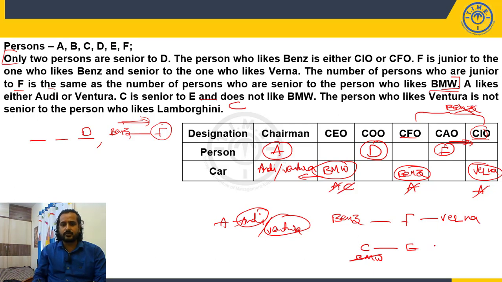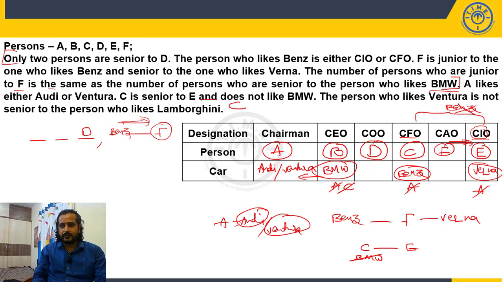But C should be senior to E. So where can I place? C is CFO and E is CIO. That's it. Who is the only remaining person? B. So B is CEO. So persons are fixed. Now we need to fix the cars.